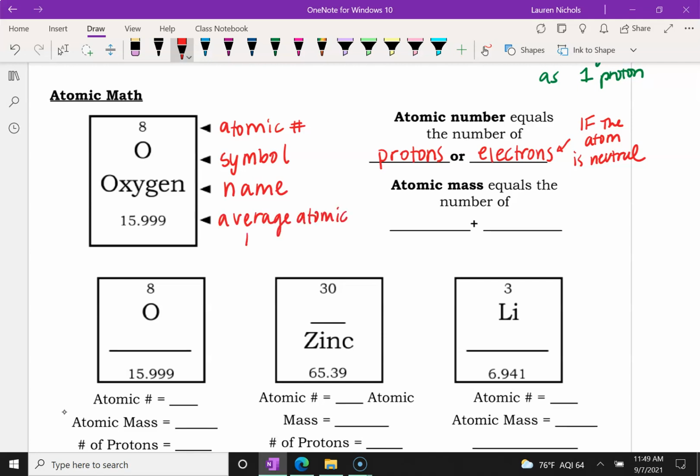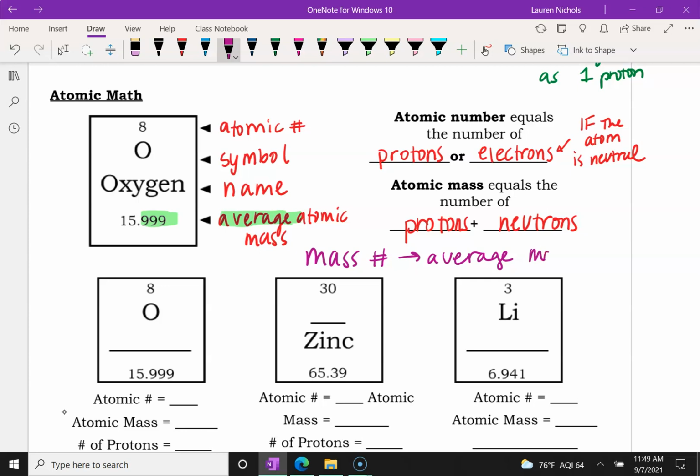Now, there are different atoms of oxygen that have different mass numbers, because our mass number is equal to our protons plus our neutrons. And you can't have half or 0.99 of a proton. You either have a proton or you don't. You either have a neutron or you don't. But because there are different types, we end up taking an average, and that's why you end up having these decimals. So your mass number is going to be your average mass rounded to a whole number. We want a whole number for that.